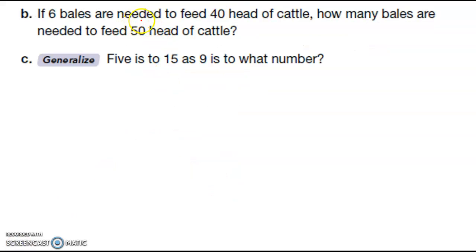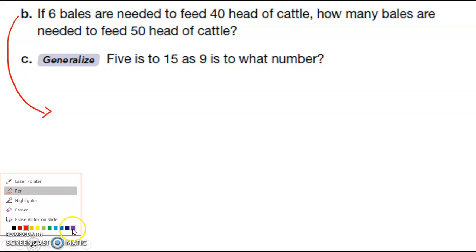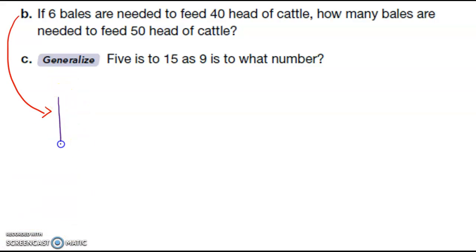All right, so lesson 72 is all about case 1, case 2 ratio boxes. And then we'll do C is a little bit different. So B, we're going to need another case 1, case 2 ratio box. So let me get a different color. It says if 6 bales were needed to feed 40 head of cattle. Sorry, I'm drawing the ratio box, trying to get it right.